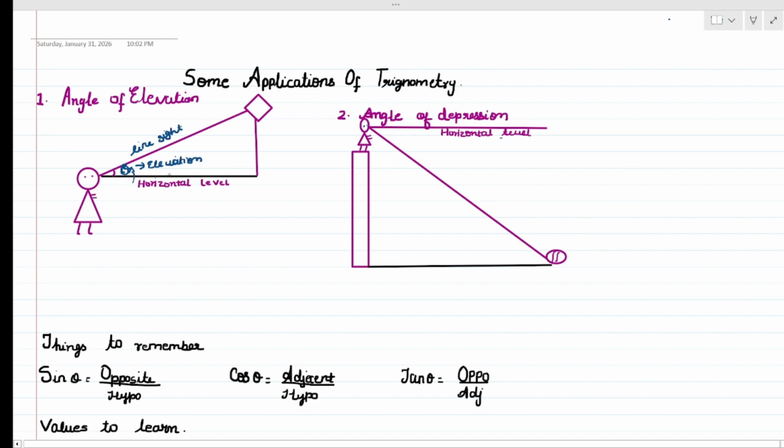Okay. Now, is it clear for angle of elevation? Two things you should keep in mind. First of all, it is always above the horizontal level. And second thing, it is always between the horizontal level and the line of sight.